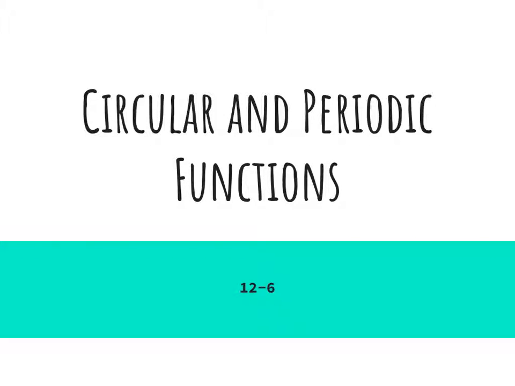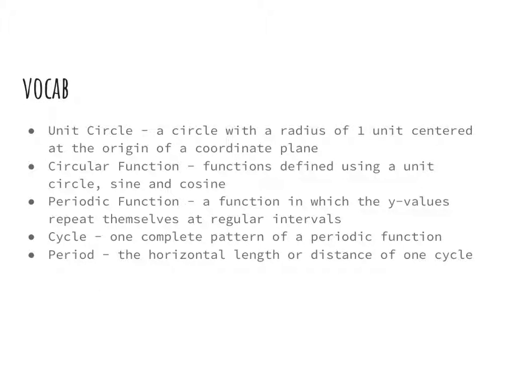Welcome to 12.6. Today we're going to talk circular and periodic functions. For vocab terms today, we have unit circle, and that is a circle with a radius of 1 unit centered at the origin of a coordinate plane. A circular function is a function defined using a unit circle, mainly sine and cosine.